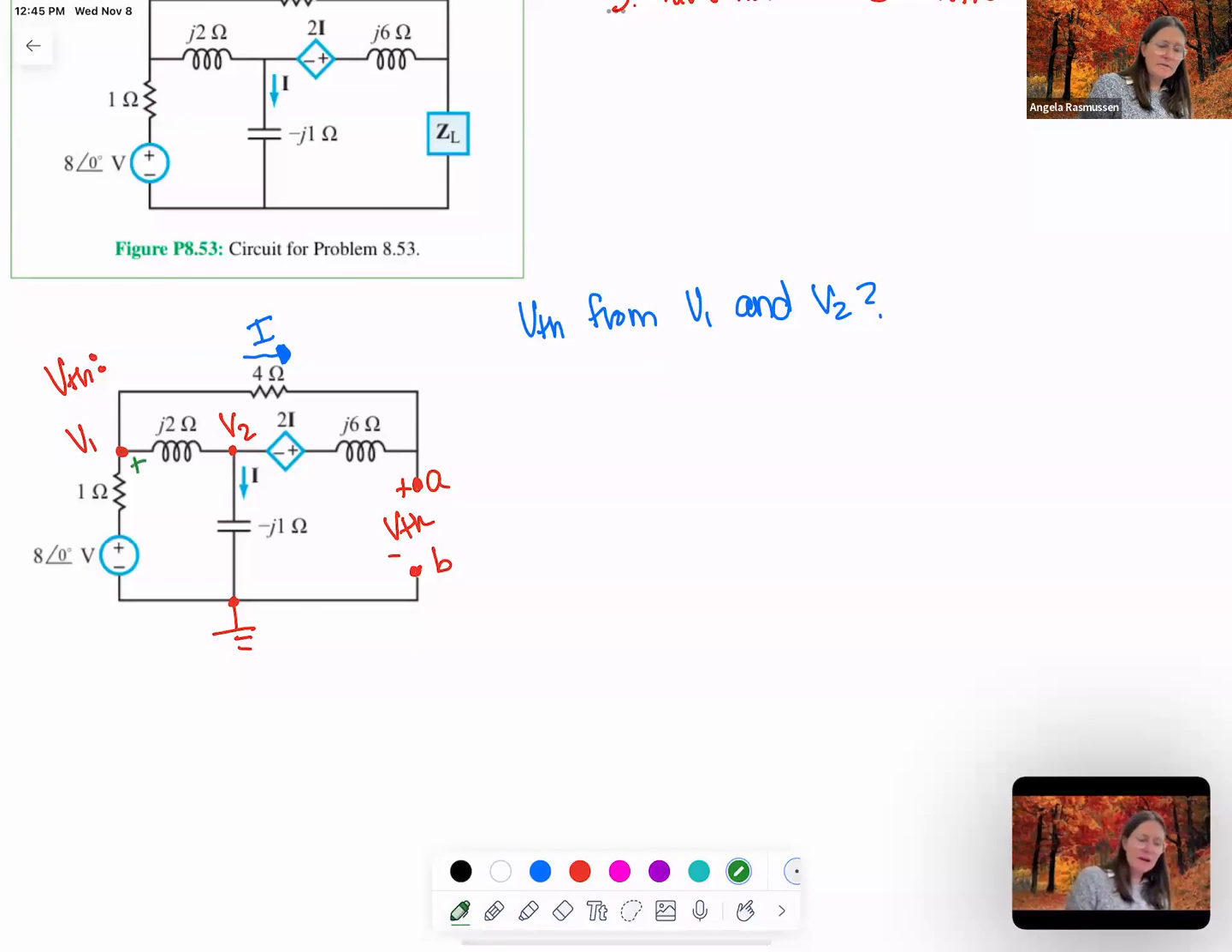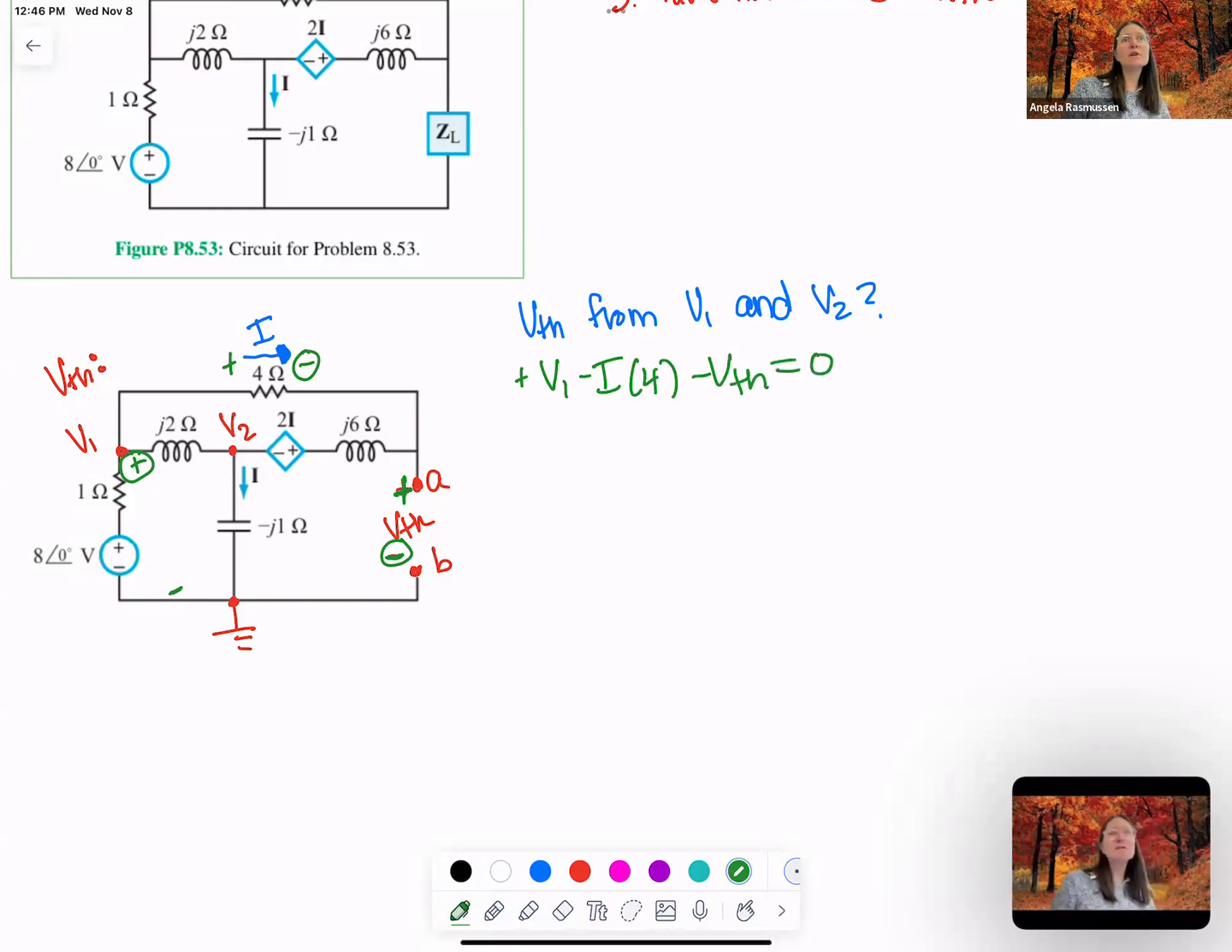So if I write V1 goes from ground to that node, right? And VTH is already kind of labeled here. It goes from this node to ground. And then if I label my I in that direction, I have a plus and minus. So if I do a loop around here from ground back to ground, I would do a plus here, minus and minus. So plus V1 minus I times 4 minus VTH.